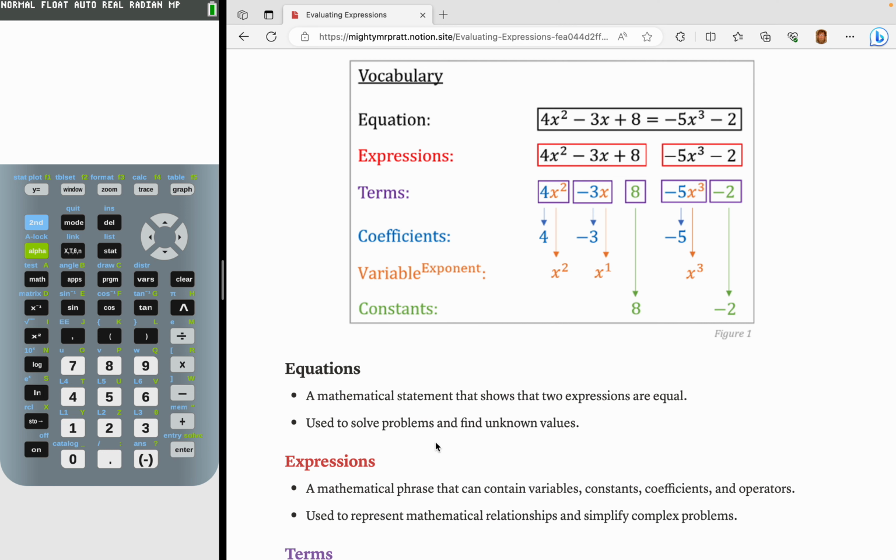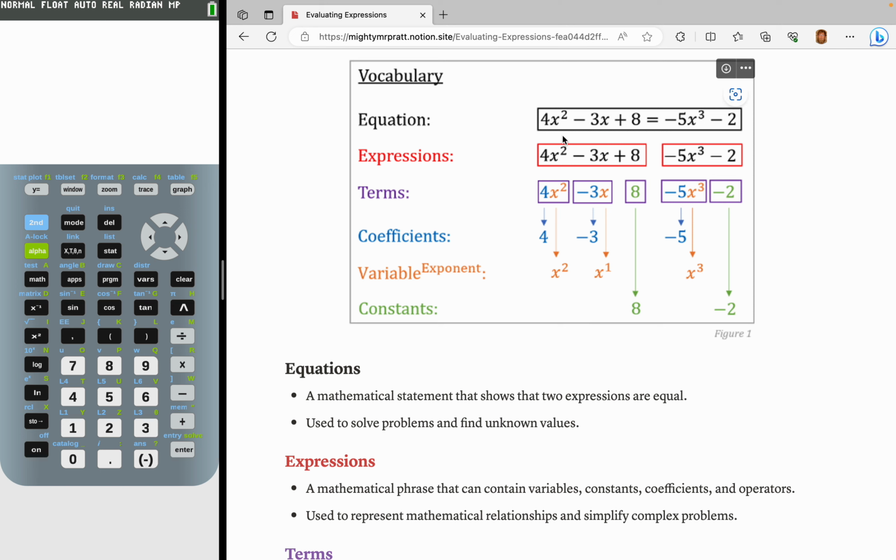There's going to be some descriptions down here if you would like a little bit more detail, but let's take a look at this illustration of the vocabulary words. So an equation is really just two expressions. So you can see that we have two expressions right here and right here. What makes an equation is that we take these two expressions and put them equal to each other. It's two expressions that are equal to each other.